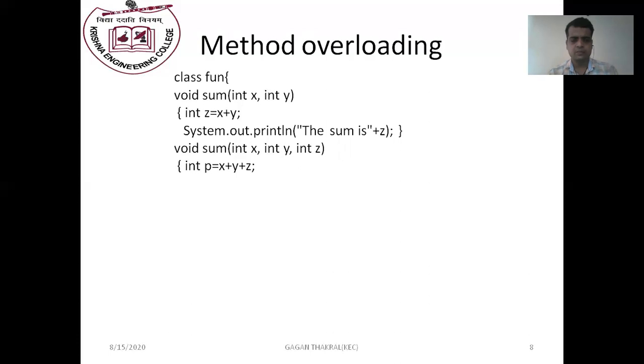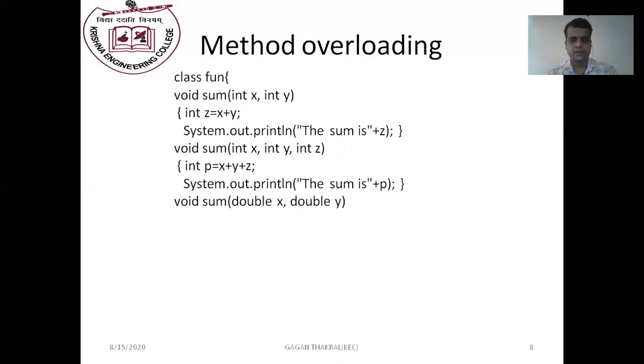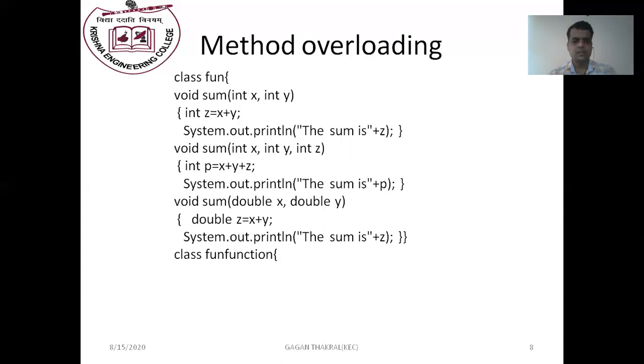Now we perform the sum of these three arguments and store the result into a p variable of integer type, and print the sum is as p variable. Now again we write a sum function with two double type variables as arguments, perform the sum of x and y and store it into z, print the sum is as z variable value, and again close the definition of this sum function.